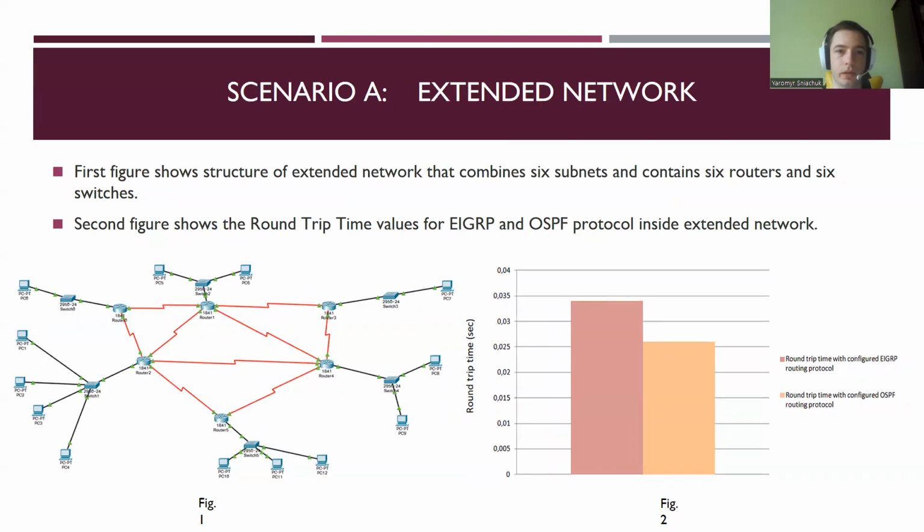Now let's look at scenario A, but with the extended network. The first figure shows the structure of the extended network that combines 6 subnets and contains 6 routers and 6 switches. The second figure shows the round-trip time values for EIGRP and OSPF protocol inside the extended network. Round-trip time with configured EIGRP protocol is about 35 milliseconds, and round-trip time with configured OSPF protocol is about 25 milliseconds.